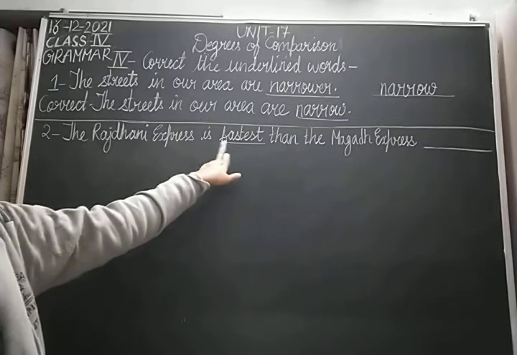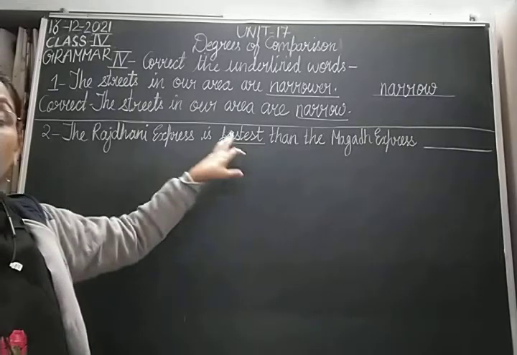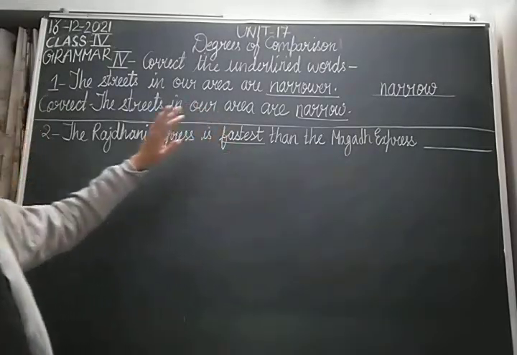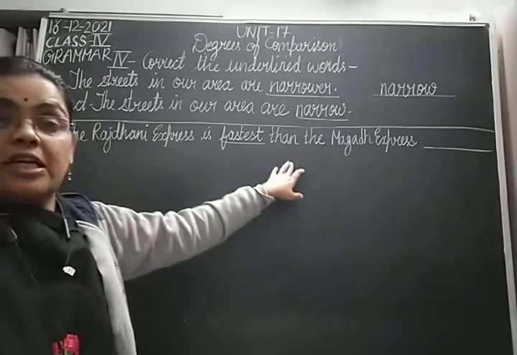Where is the mistake? The mistake is in this fastest. Now, why is there a mistake? If you read this sentence: the Rajdhani Express is fastest than the Magad Express.